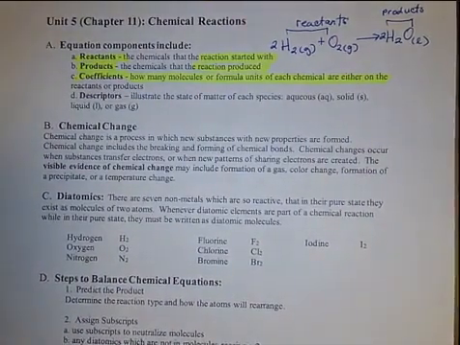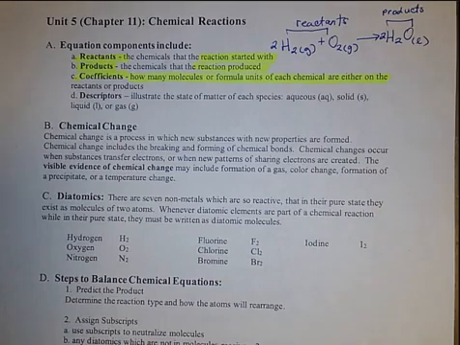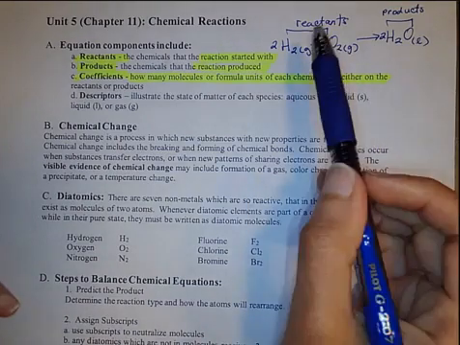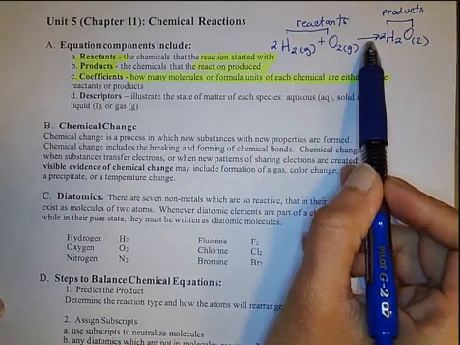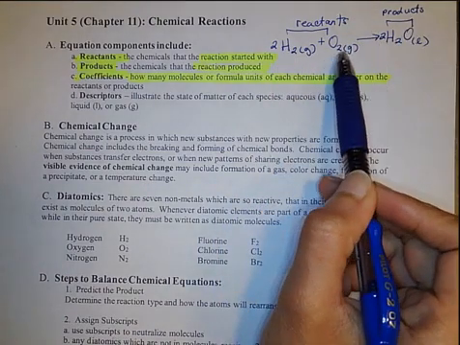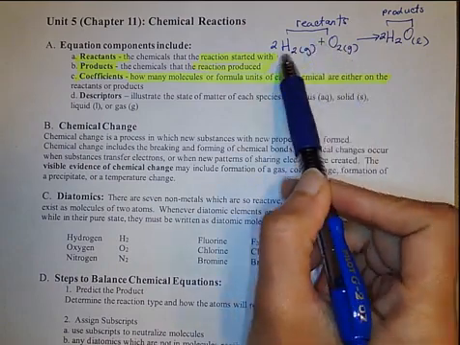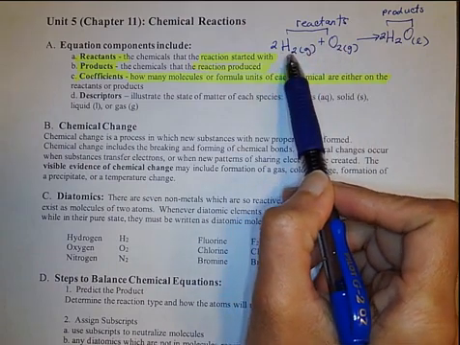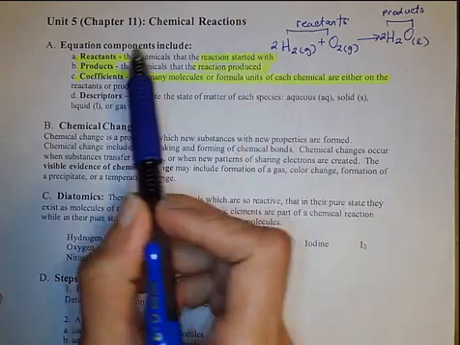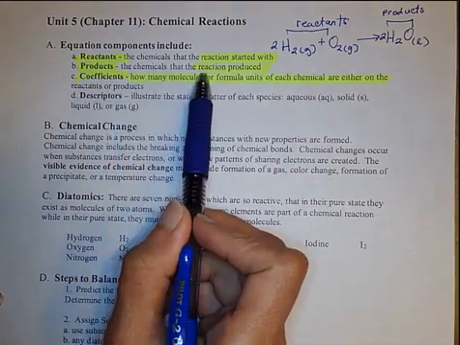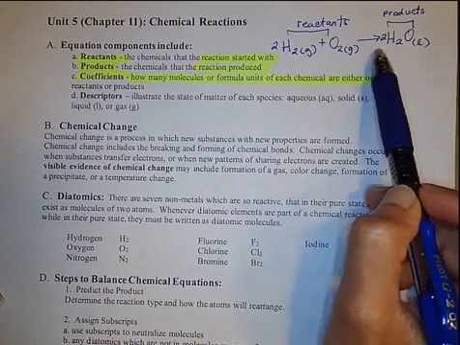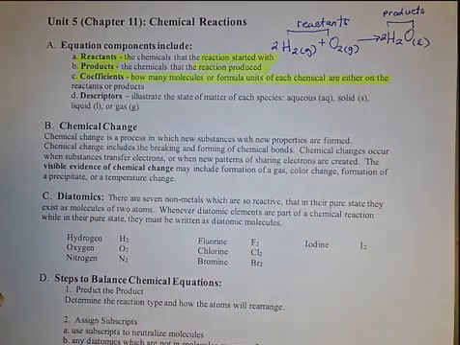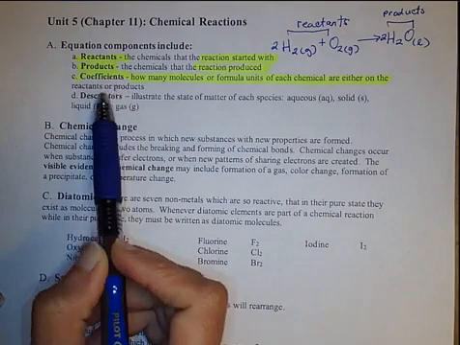With the components of a chemical equation. Reactants are the chemicals that the reaction starts off with. So I have a chemical equation written right here. The reactants would be anything that shows up before the arrow. It could be elements, molecules, or compounds. The product is the chemical that the reaction produces. So anything that shows up after the arrow are your products that the reaction produces.